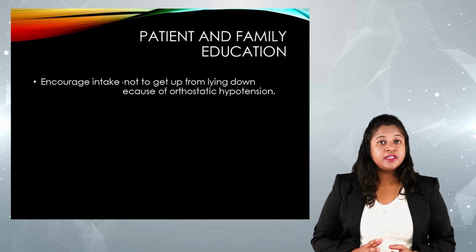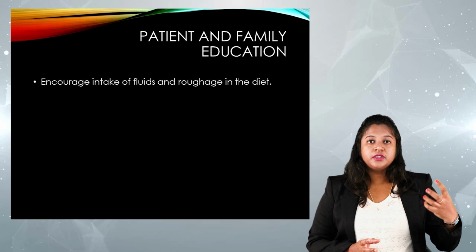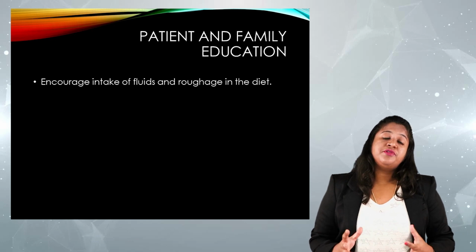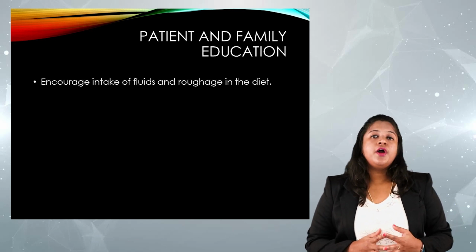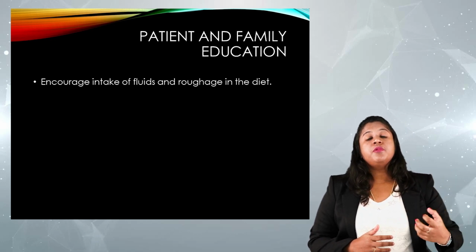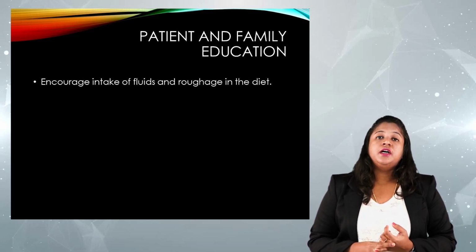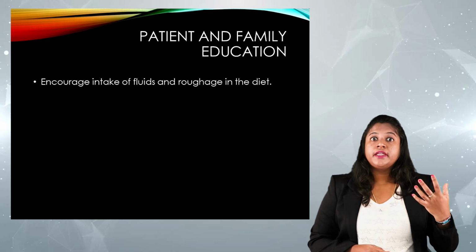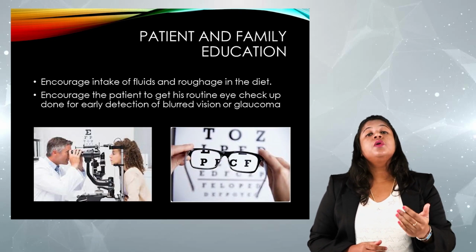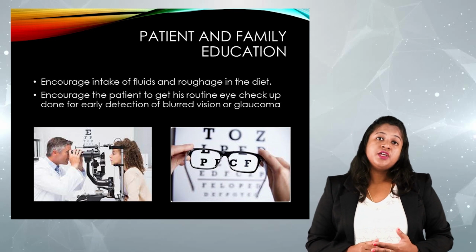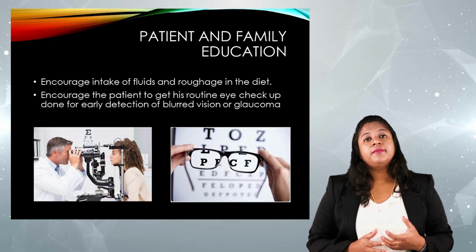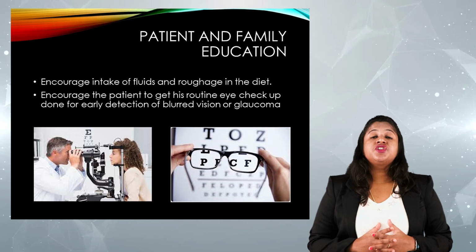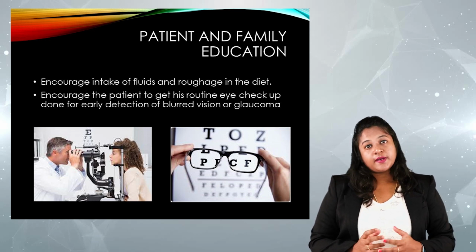The third thing is to encourage them to have a lot of fluids in the diet and also a lot of vegetables, or we can say fiber-rich roughage, so that it can avoid the risk of constipation. Another important thing: there may be chances that a person may have glaucoma or some kind of blurred vision, right? So you have to encourage them to go for a routine eye checkup, which can be done to detect the chances of blurred vision or glaucoma. These are the education points that you will be giving to the patient as well as the family member.